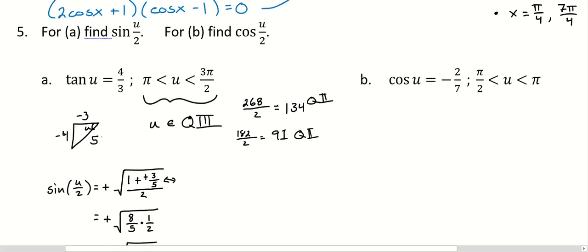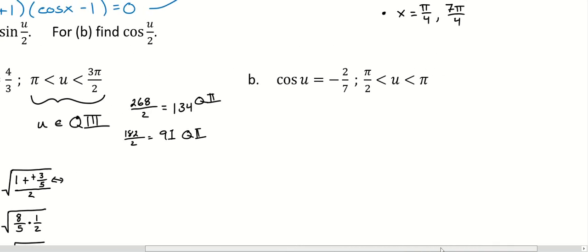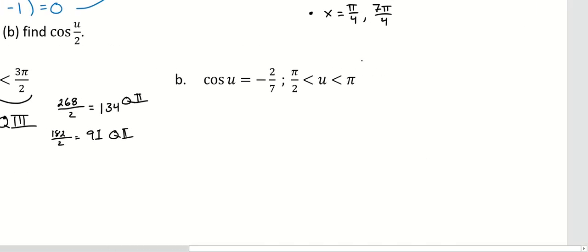Now, the second one is the same thing. It's just a nicer angle. We are in quadrant 2 because it's pi halves to pi. That's where u is. So I'm going to start this one differently just to show you we can still get there. I know that quadrant 2 is where angle u lives on the second problem. And I know that the adjacent over the hypotenuse is -2/7.